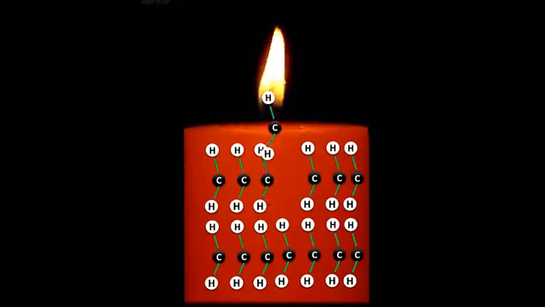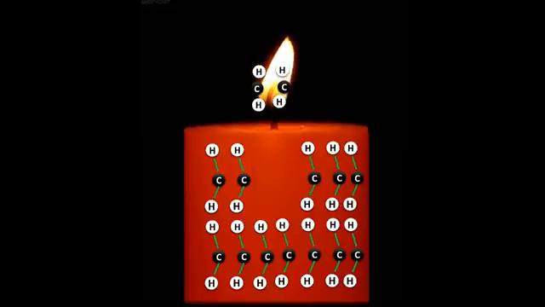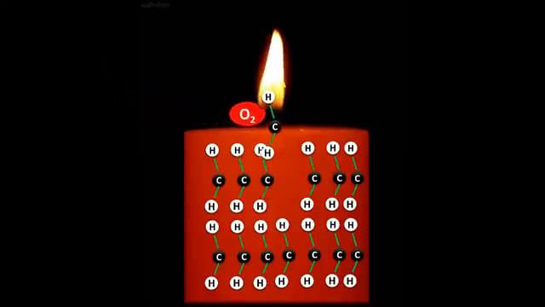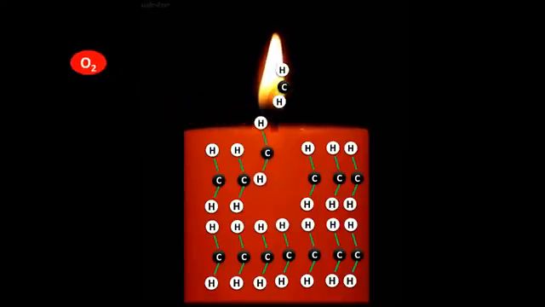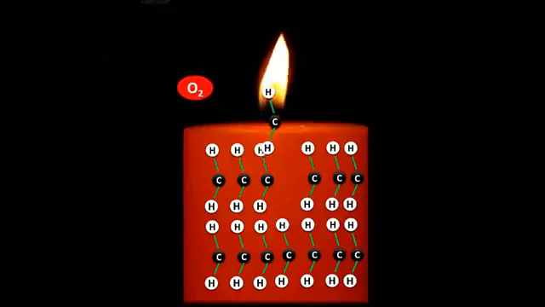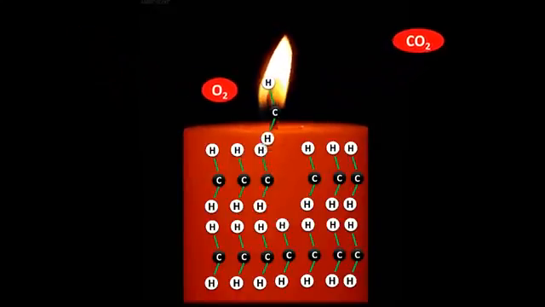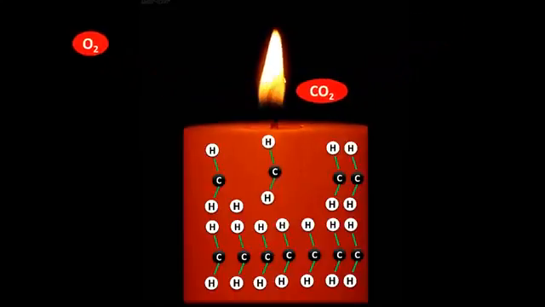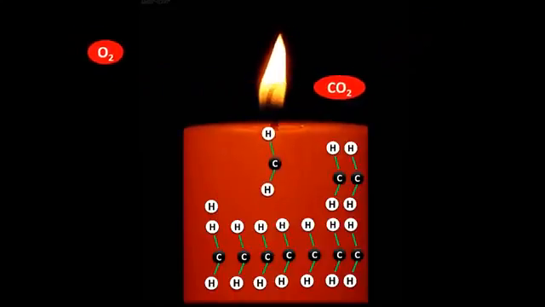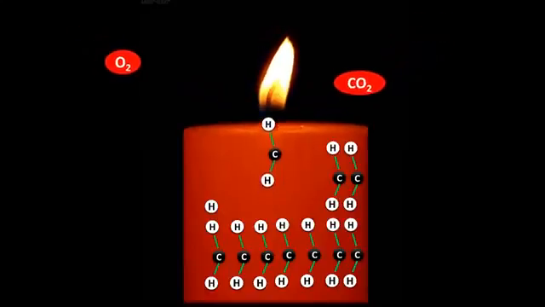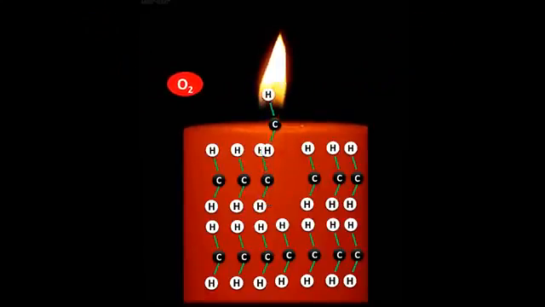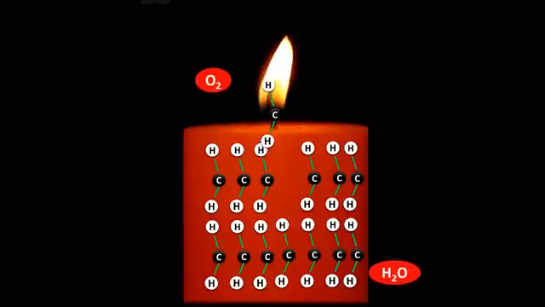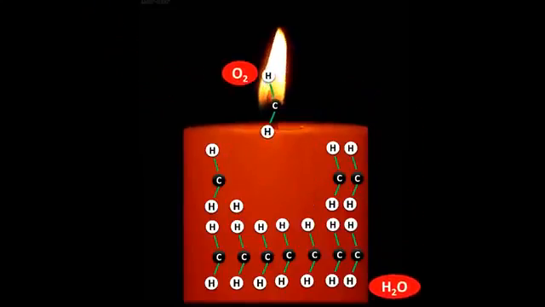When liquid wax vaporizes, the hydrocarbons present in the wax break down into carbon and hydrogen. Oxygen available around the candle is pulled in at the bottom of the wick. Carbon, which is broken down from the wax, reacts with the oxygen to form carbon dioxide. Carbon dioxide moves upwards and mixes with air. Hydrogen, which is also a breakdown from the wax, reacts with oxygen to form hot water.